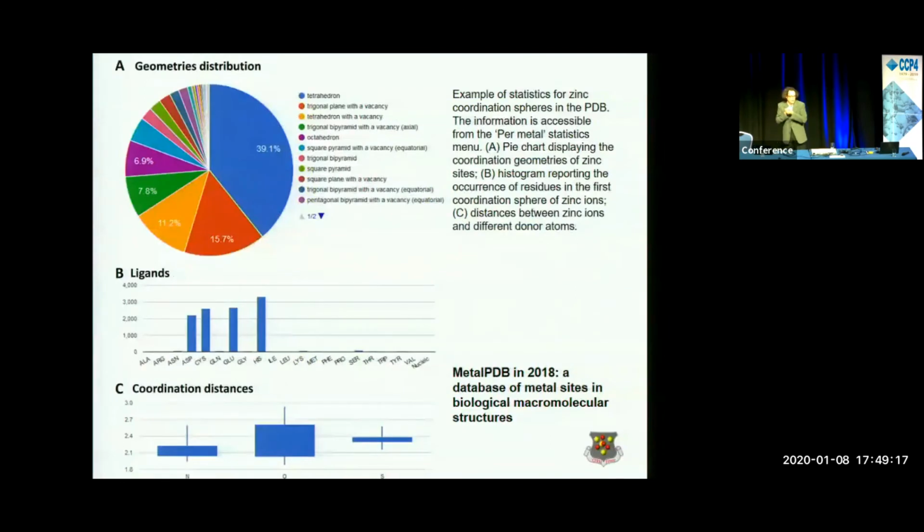Of course, we provide statistics, so I can check whether, for example, a new structure is similar to what's already in the PDB. These statistics are relatively high level. So, for example, we don't discriminate with respect to resolution in these plots that are automatically generated on the web pages of the database. So you can see the most common coordination geometry at the top, the most common ligands in the center, and the range of typical coordination distances that you see for different atoms.